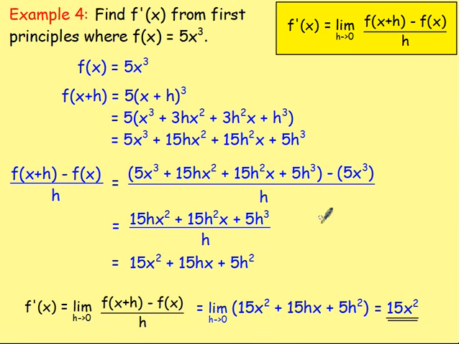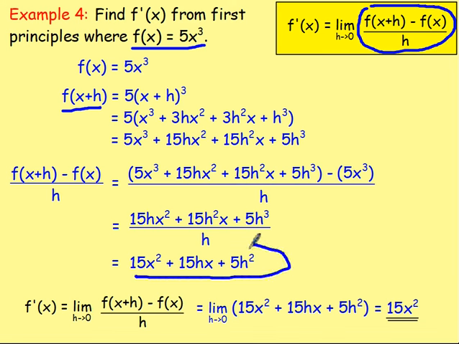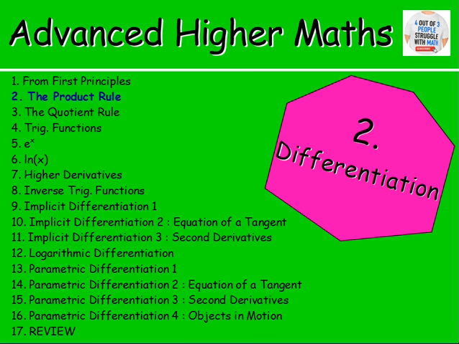Here is another example, and there are a few more in that lesson. But as I said, you've got f of x, work out f of x plus h, then work out this fraction part, f of x plus h minus f of x over h. And then from there, think what happens as h tends towards 0. Basically, any term with an h in it will disappear. So that will disappear, and it will leave you with the 15x squared.